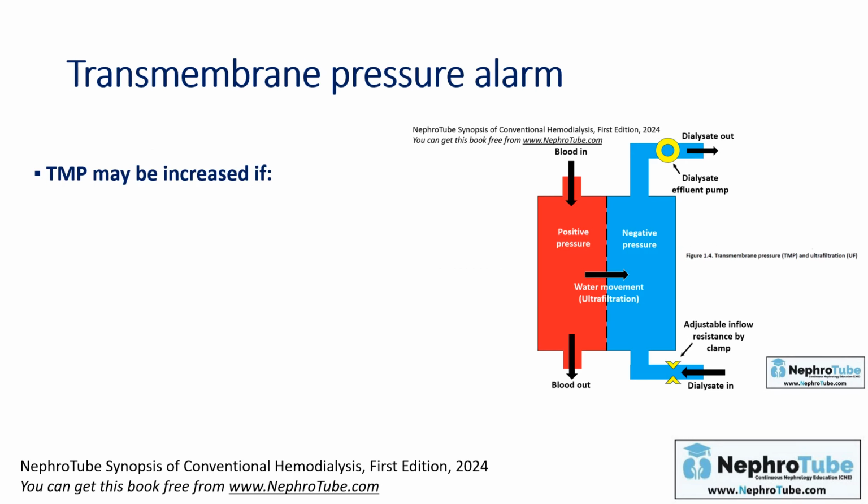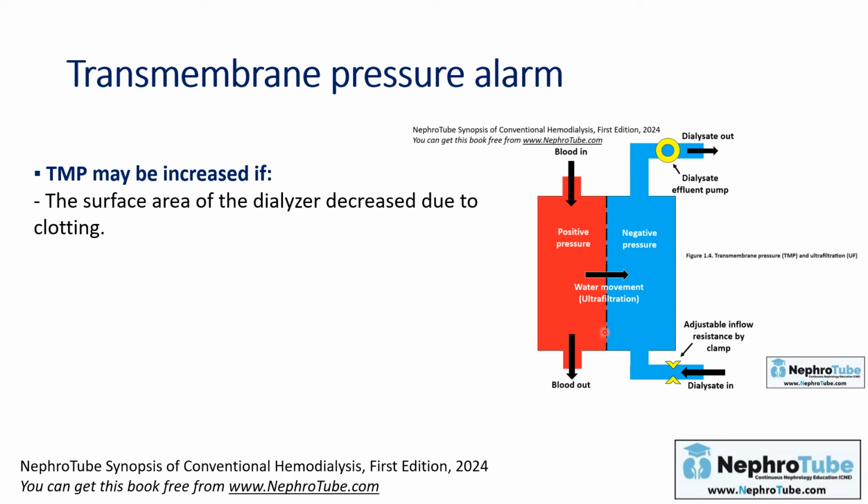Okay, the transmembrane pressure monitor can give you an alarm if there is a change in transmembrane pressure, if it is increased or decreased. What may increase the transmembrane pressure? First, if the dialyzer is clotted. If the dialyzer is clotted, some of the pores are clotted and the surface area of the pores decreases, and this will increase the resistance in front of the positive pressure of the blood compartment, which will cause more increase in the pressure of the blood compartment, and increase the difference between the blood compartment pressure and the dialysate compartment pressure.